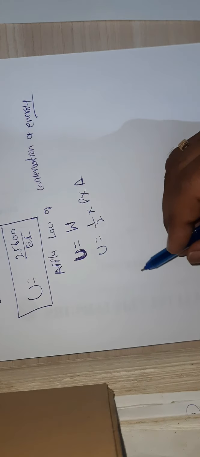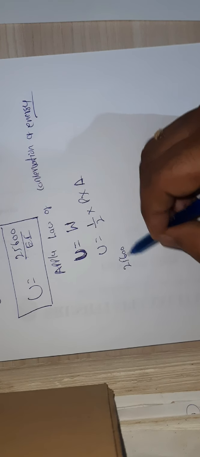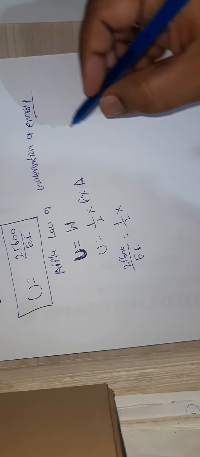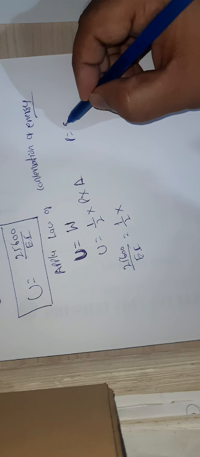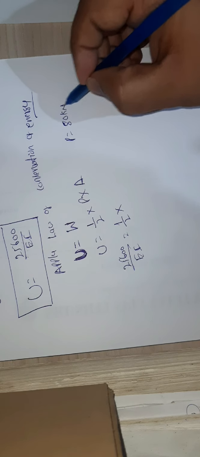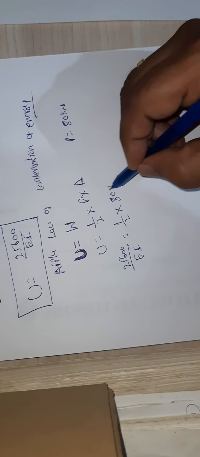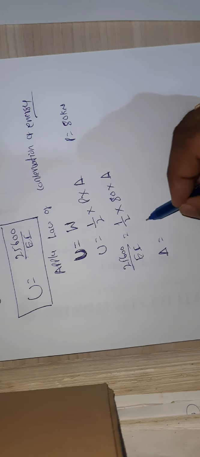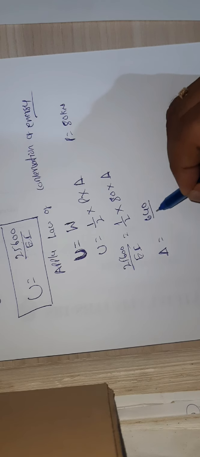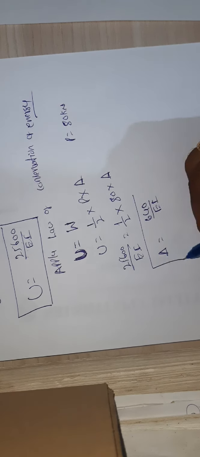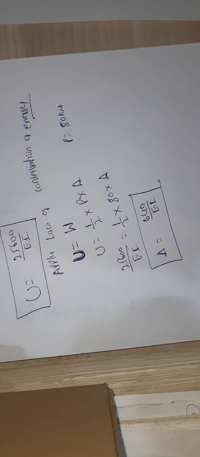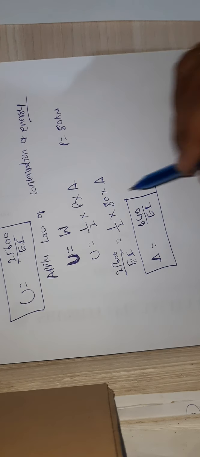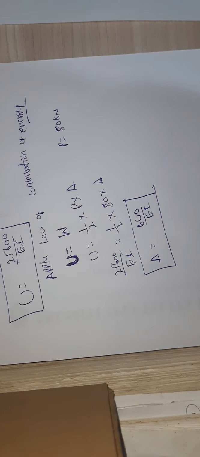So U you already calculated: 25600 divided by EI equals half into P into delta. Here P is the point load acting, 80 kilonewton, so substitute 80 kilonewton, divided by delta. Here delta is the unknown, we need to find that. This is 640 divided by EI. This is how we need to calculate the deflection under the point load.